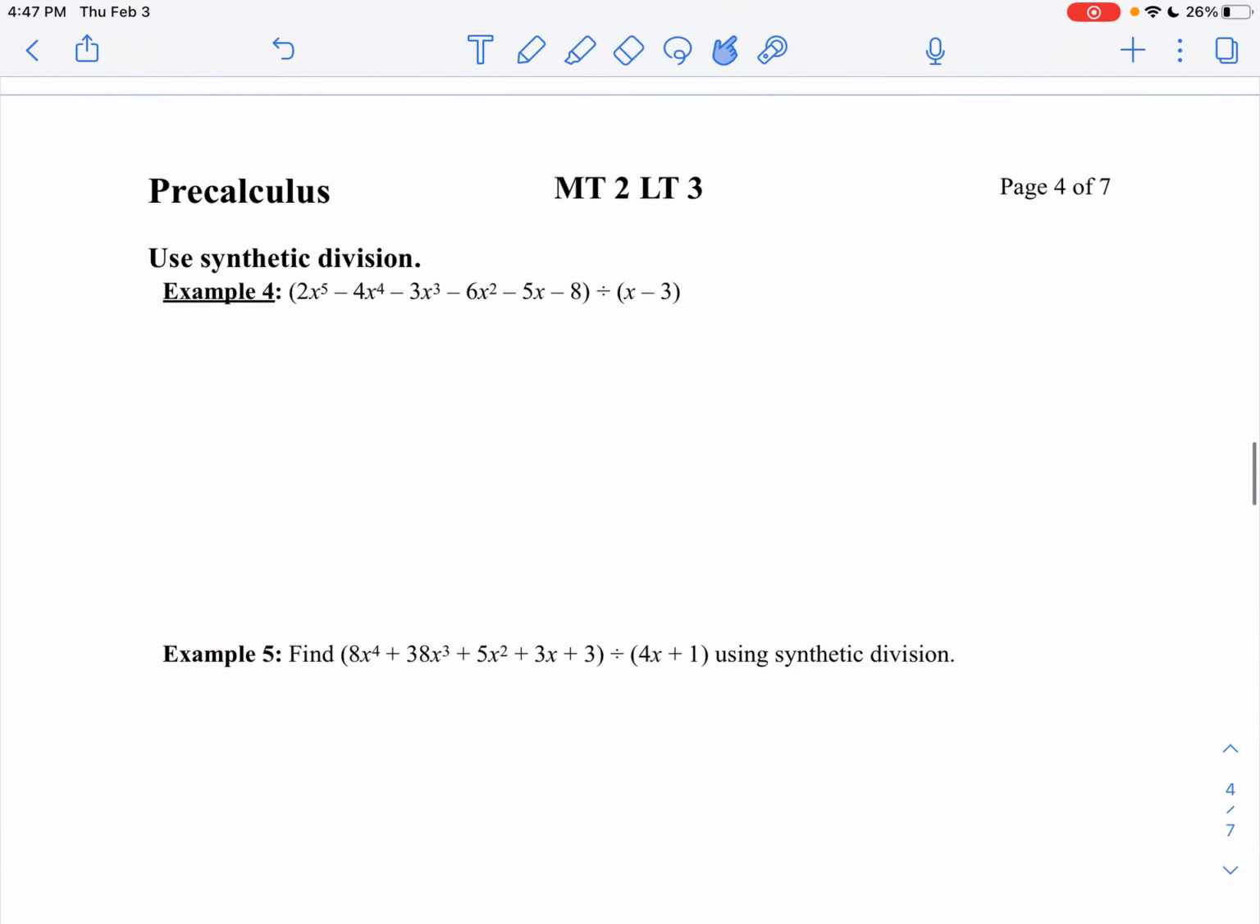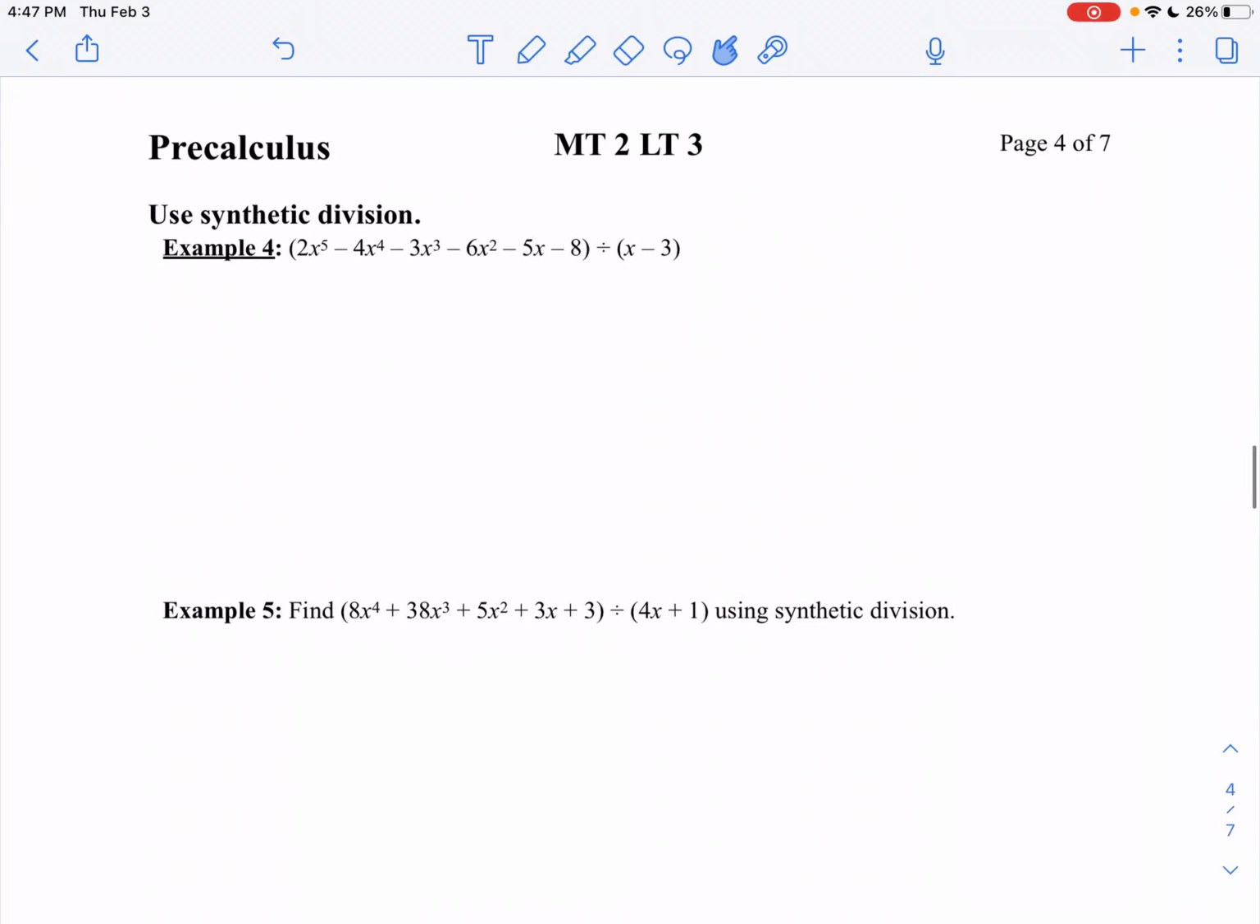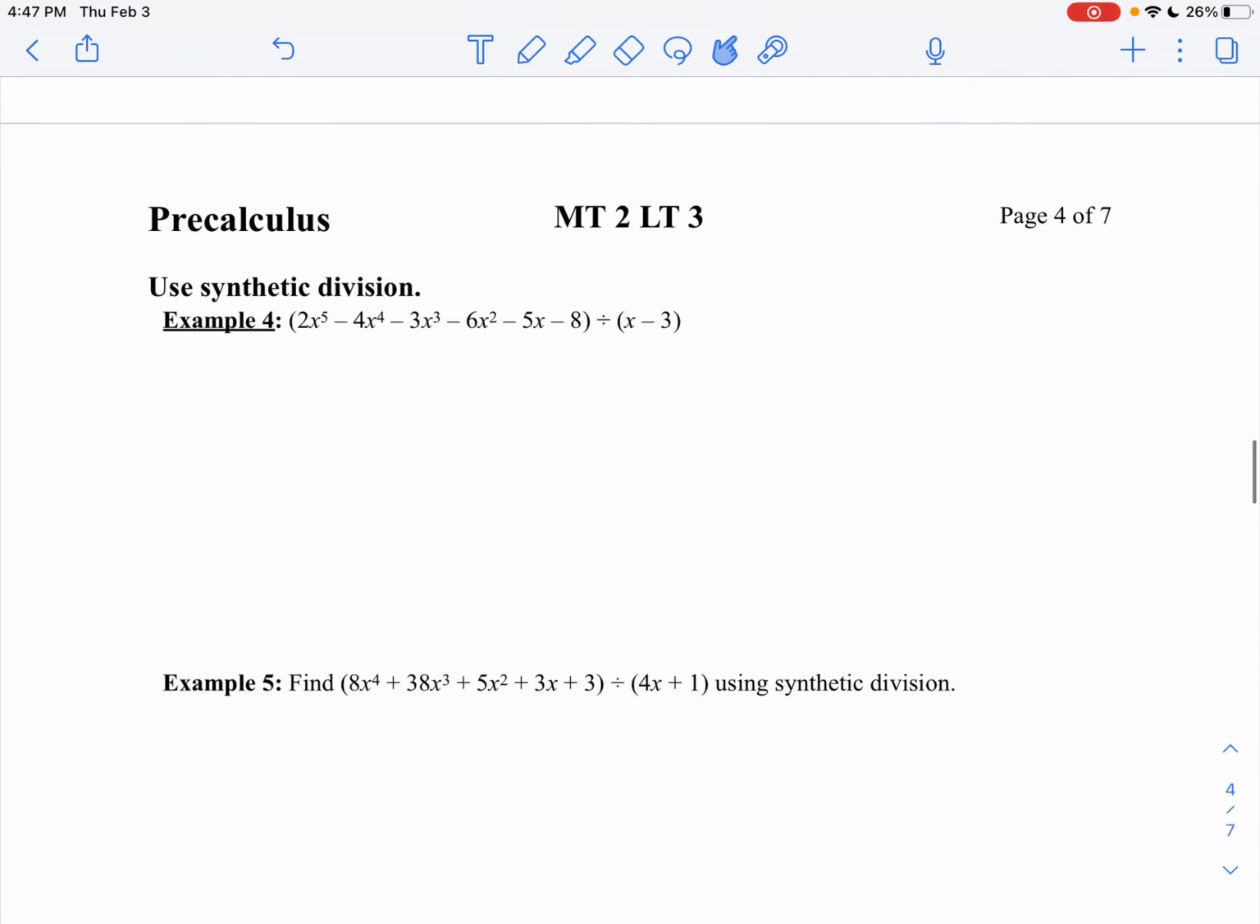Let's try one together. Let's take a look at example 4. Notice, first off, I'm dividing. It goes 5, 4, 3, 2, 1. I don't need a placeholder. I've got numbers for all of them. So I'm going to go 2x, negative 4, negative 3, negative 6, negative 5, and negative 8. In my box, I'm going to put my r or my c value, which is 3.